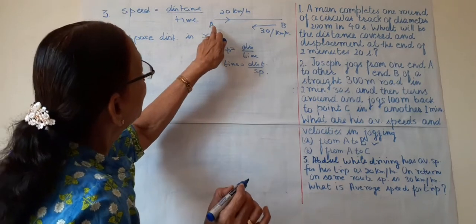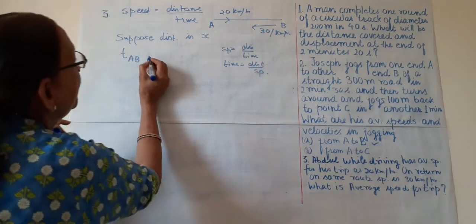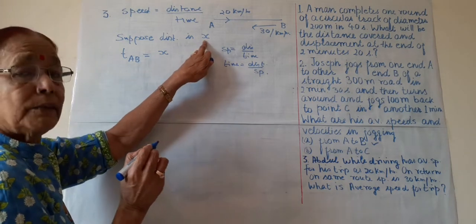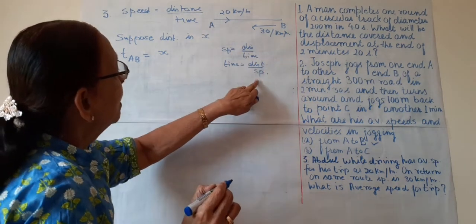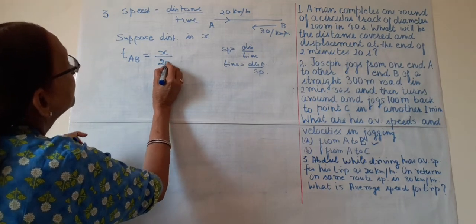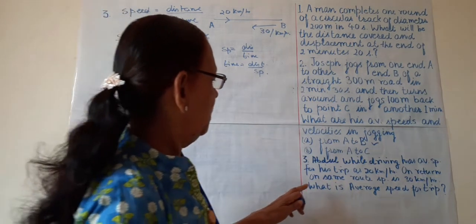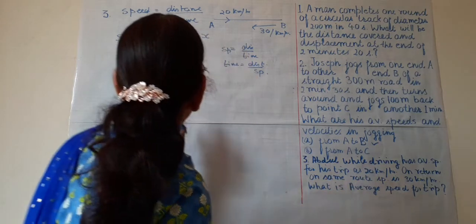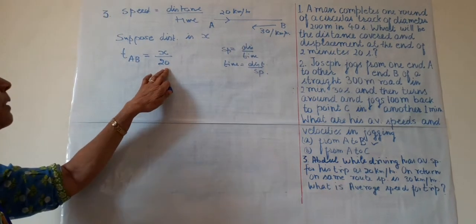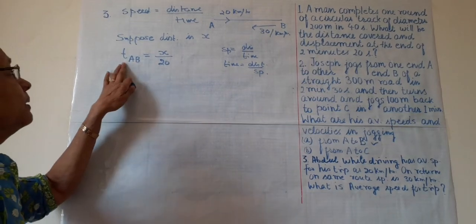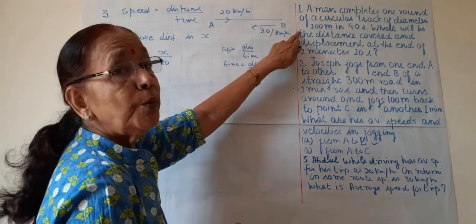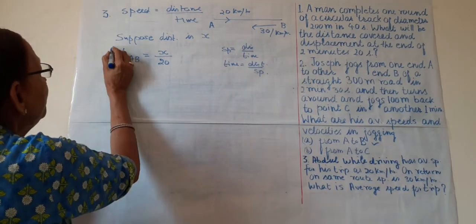So time from going A to B will be distance upon speed. How much is the distance? X. X is the distance. How much is the speed? Speed is 20. So the time from A to B is x by 20. So this is the time when the person is going from A to B. Is it clear to all of you?